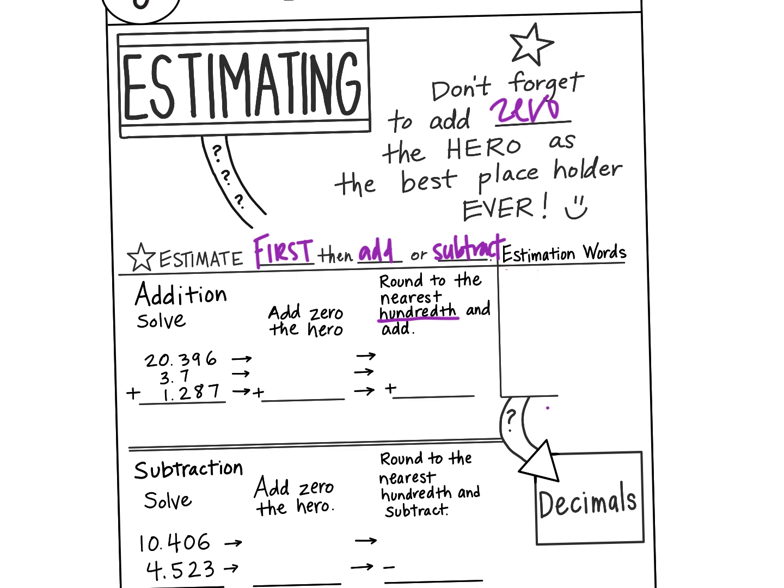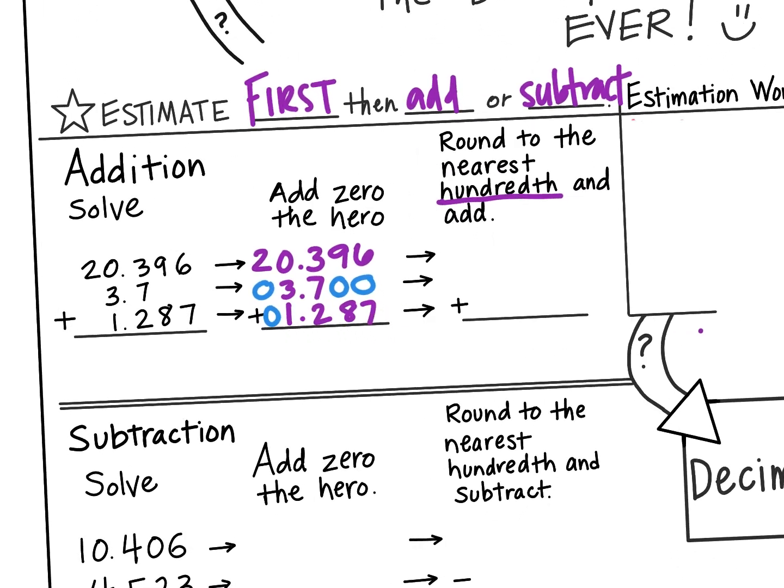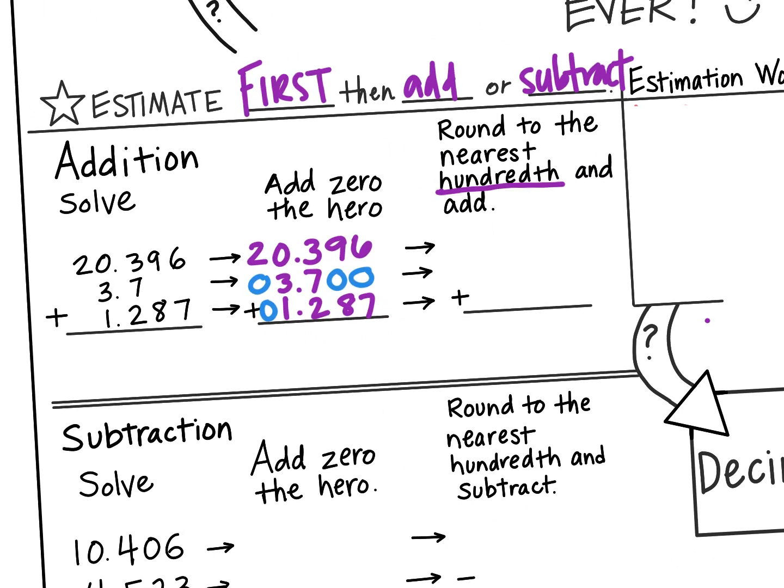Okay, first thing I'm going to do is I'm going to rewrite my numbers so that I have a Zero the Hero in all of my decimal places that have a blank in them. So if you notice, I have 3 and 7/10, but I need to put Zero the Hero in here to fill in my blank spaces, just so that I make sure I keep all of my digits aligned. And then I'm going to copy down my other number. So I have 1 and 287 thousandths. I'm going to put my Zero the Hero in the front. I just want to make sure everything stays aligned. Super important.